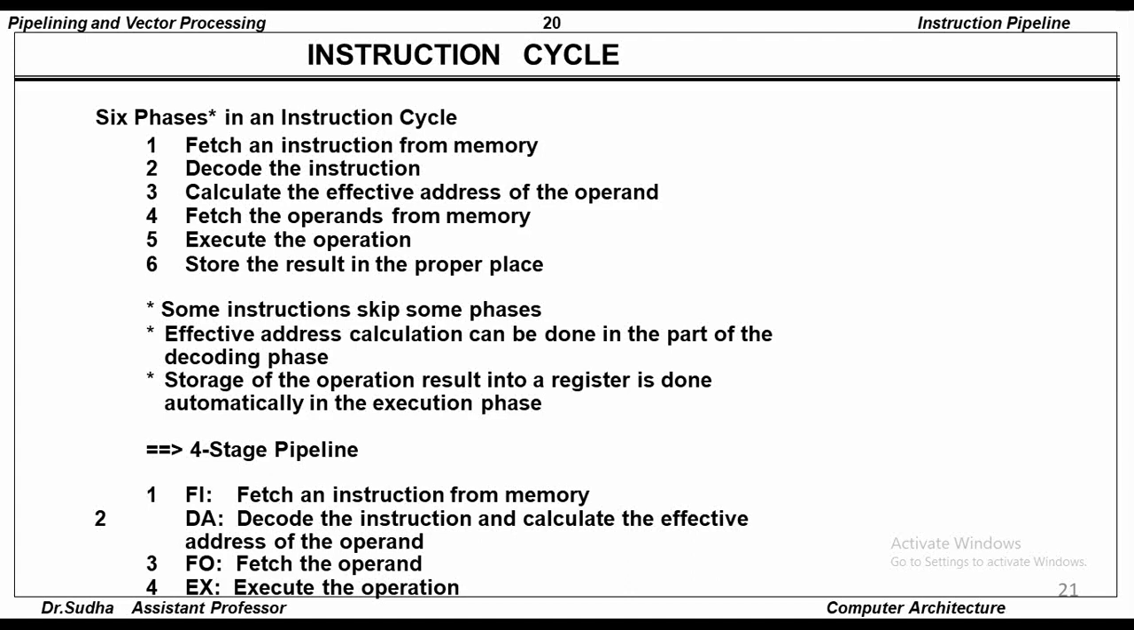Next, instruction pipeline. Pipeline processing can occur not only in the data stream but in the instruction stream as well. Each instruction does the following: fetch an instruction from the memory, decode the instruction, calculate the effective address of the operand, fetch the operands from the memory, execute the operation, and store the result in the proper place. Effective address calculation can be done in the decoding phase. The operation result into the register is done automatically in the execution process. So: fetch the instruction from the memory, decode, calculate the effective address of the operands, fetch the operand, then execute the result.